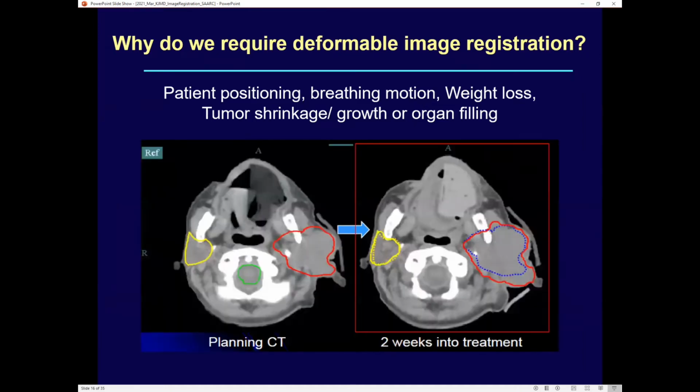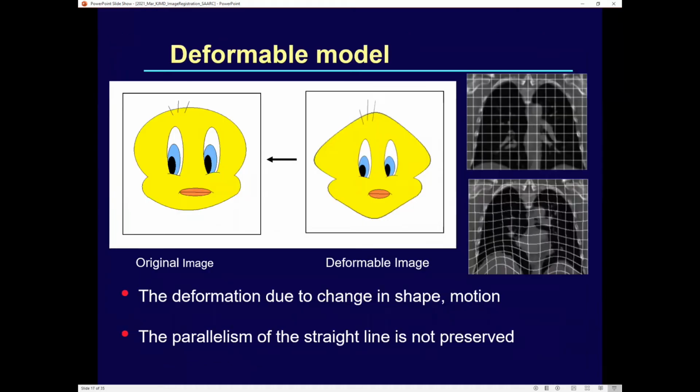Patient positioning, as I explained, will change the tissue, and there is breathing motion and patient weight loss during the course of treatment. Sometimes the tumor may shrink or grow, and organ filling will not be consistent on different occasions. For all these reasons, the reference image and the moving image could be deformed. So look at this image, the planning CT. After 2 weeks of treatment, you could see the tumor has regressed and the parotids have changed a little in shape. So in order to accurately match these kinds of things, we would prefer to use deformable image registration. The term deformable image registration is due to the change in shape.